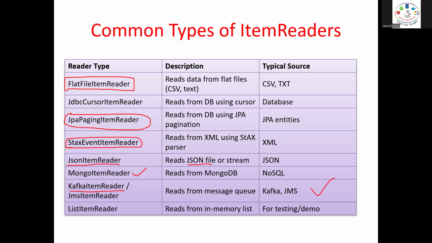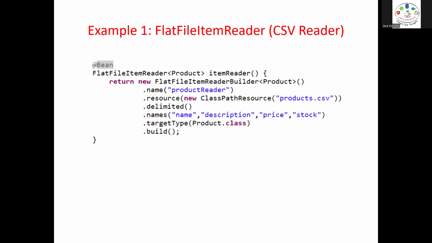Okay, now for samples, I want to show you two types of readers: one for the flat file item reader, another for the JDBC cursor. Let me show you a few examples here. Suppose I want to create a bean object of type ItemReader. ItemReader is an interface, and the implementation class is FlatFileItemReader. So you need to create this bean object.